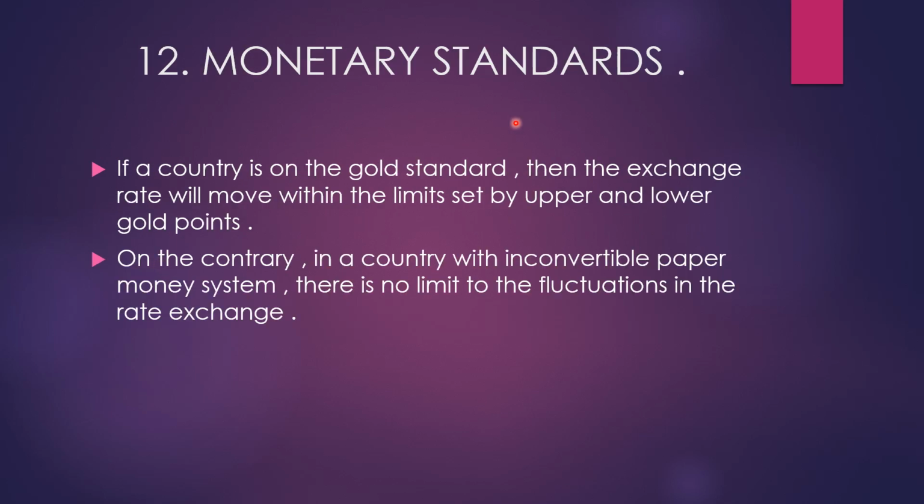Next point is the monetary standards. If a country is on the gold standard, then the exchange rate will move within the limits set by the upper and the lower gold points. If you are moving on the gold standard, the exchange rate will just vary within these upper and lower gold points. On the contrary, if a country with an inconvertible paper money system is there, then there is no limit. The exchange rate can move either way.